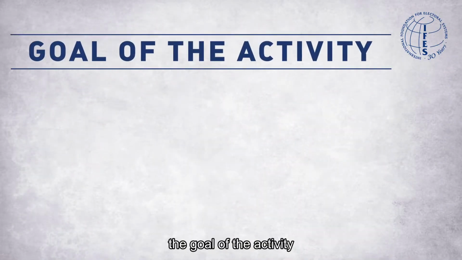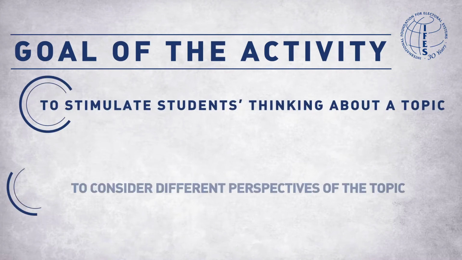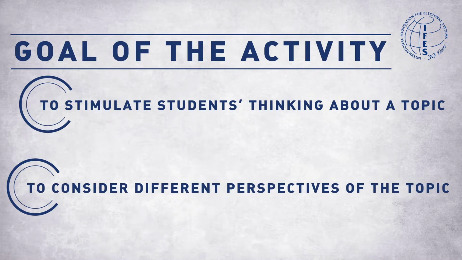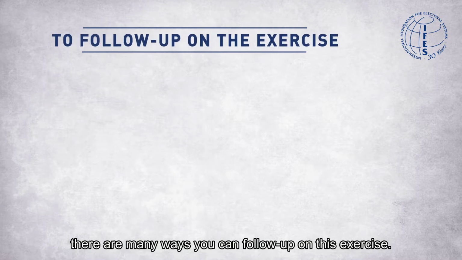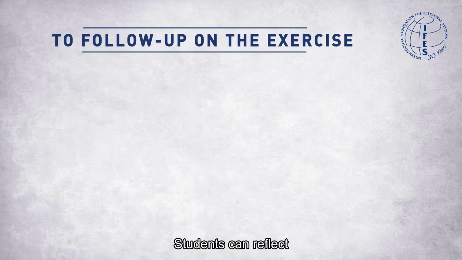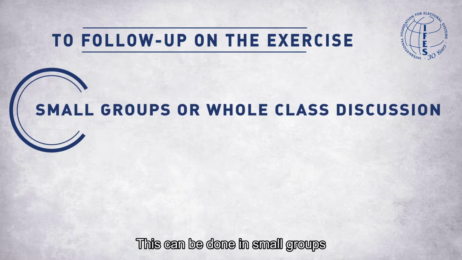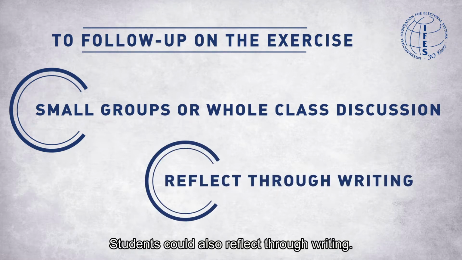Remember, the goal of this activity is to stimulate the students' thinking about a topic and to consider different perspectives of the topic. When the activity is completed, there are many ways you can follow up on this exercise. Students can reflect about how the activity changed or reinforced their original opinion. This can be done in small groups or a whole class discussion. Students could also reflect through writing.